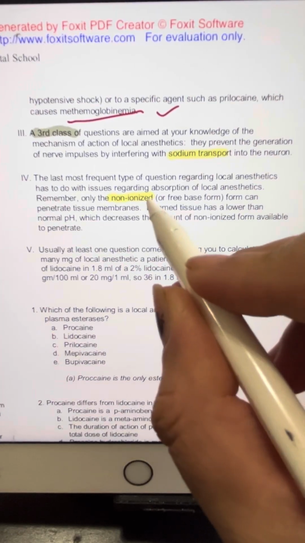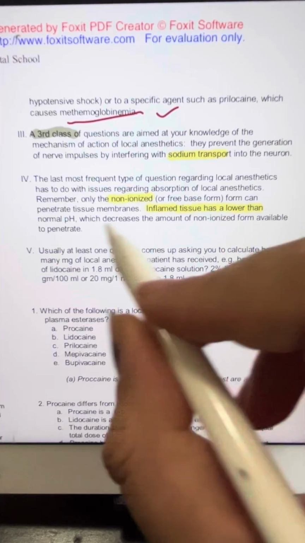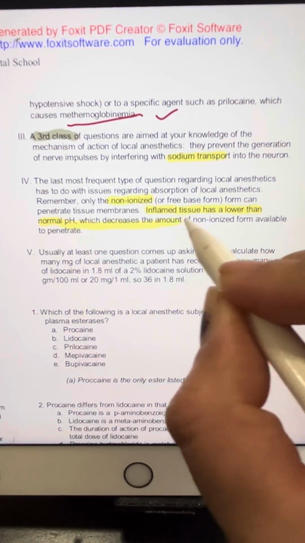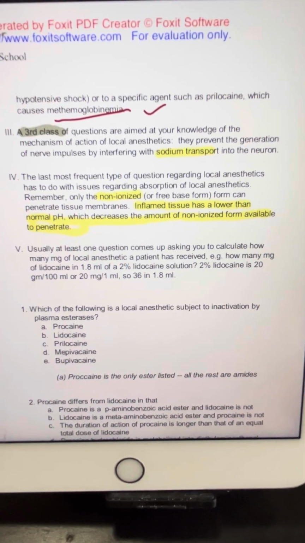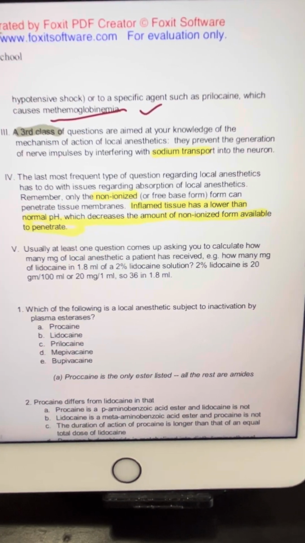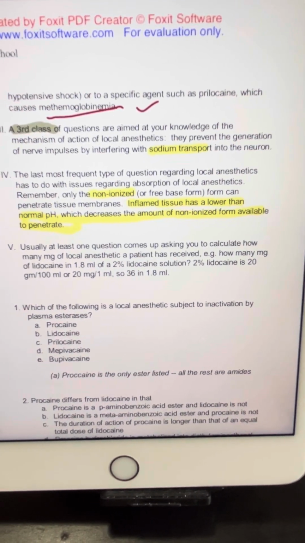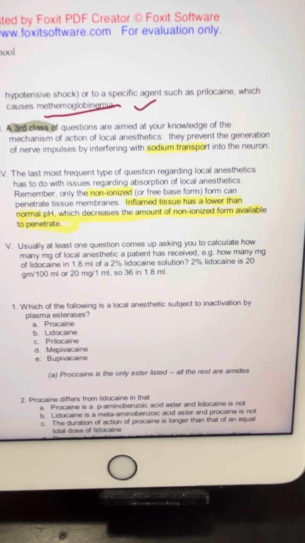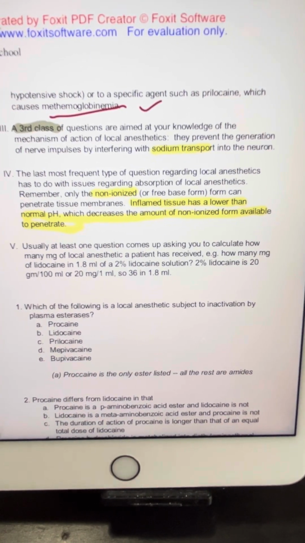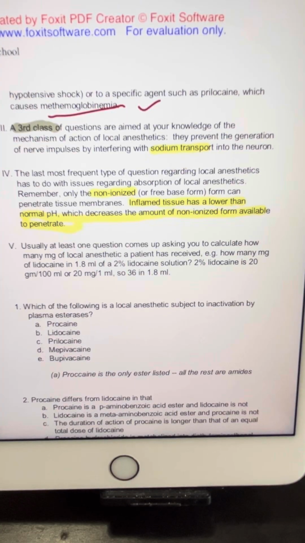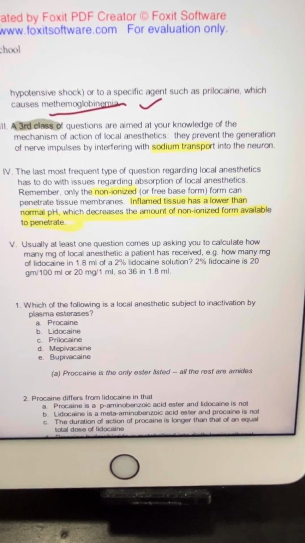Whereas the question which is asked in the exam is this one. Inflamed tissue has a lower than normal pH, which decreases the amount of non-ionized form available to penetrate. That's why when somebody has an infection, it is very hard for local anesthesia to give its action. The reason is that the pH is lower than the normal pH, and the availability of free base is very less, thus local anesthesia is less active.